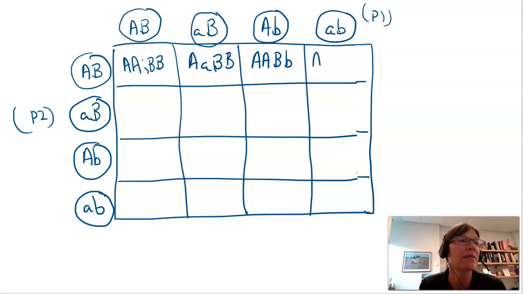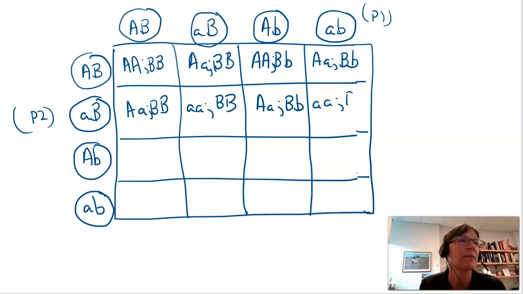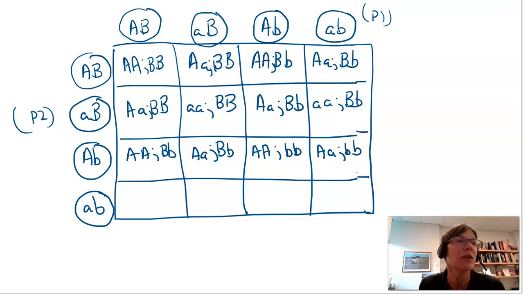Hopefully I won't make a mistake on this. Each should just have a semicolon between to remind us that A and B are on different chromosomes. Takes a minute. It's a little tedious doing this with two genes. It's super tedious tracking three genes, which is why people tend to use something called branched diagrams, which I won't show you, but you can look up if you're interested.